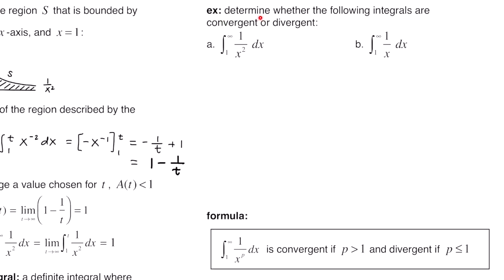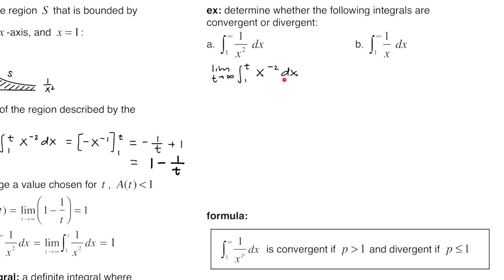This example says determine whether the following integrals are convergent or divergent. So for part A, we have the integral from 1 to infinity of 1 over x squared. This is an improper integral because we have an infinite interval where our upper limit is infinity. So our first step is to rewrite this with the limit as t goes to infinity, and we replace this infinity with t. And at the same time, I'm going to rewrite this as x to the negative 2.